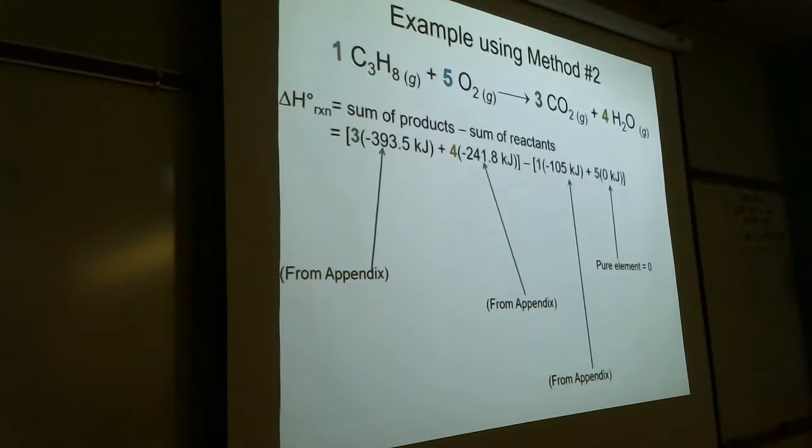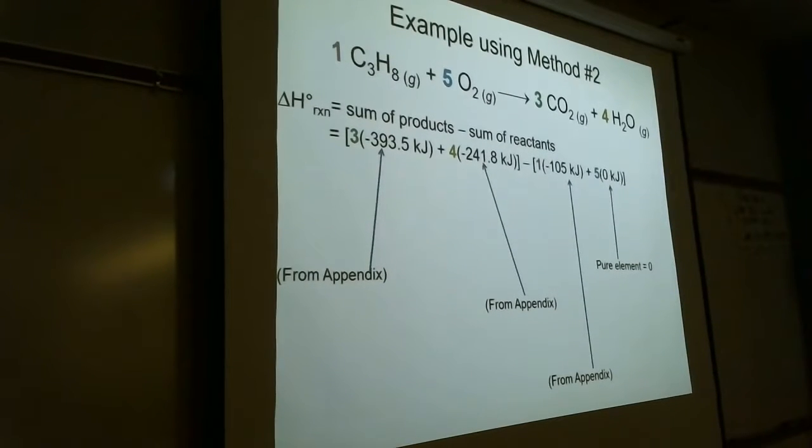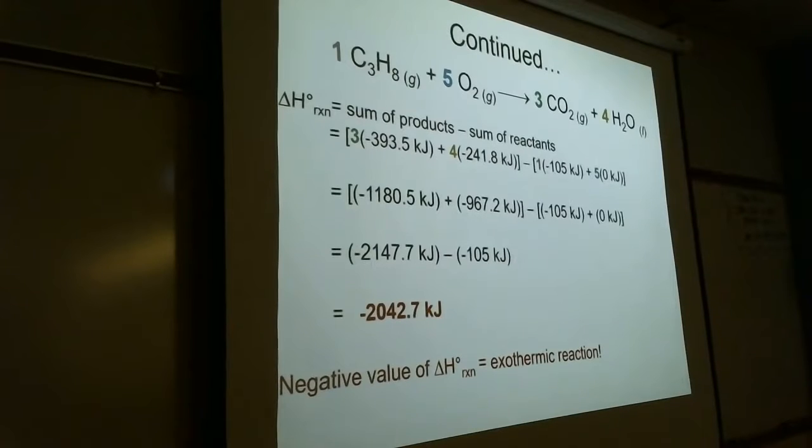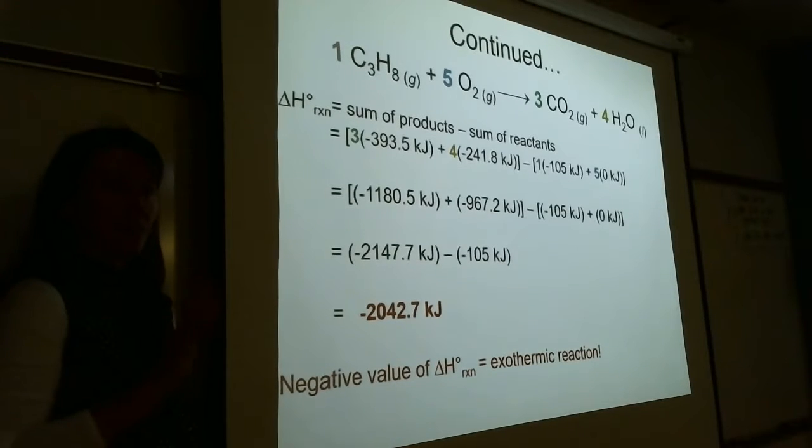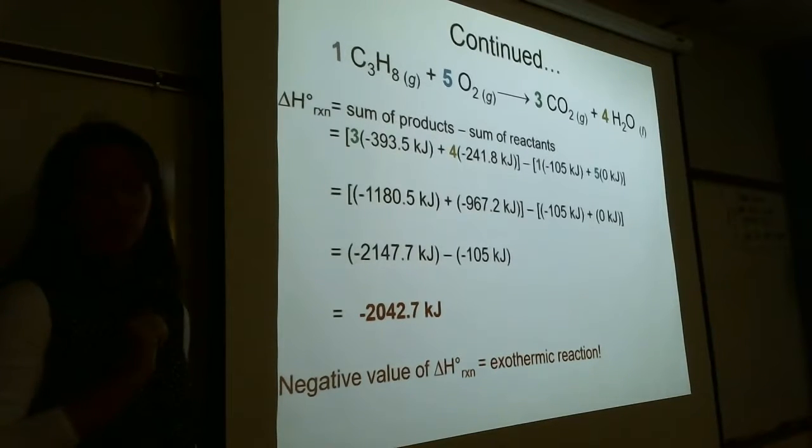Okay, but does everyone understand where these numbers came from, how I obtained them? So now I just do some arithmetic. And I come up with negative 2,042.7 kilojoules. Delta H is negative. That means it's exothermic. So if I'm standing next to this reaction occurring, will I feel heat or will it feel cold? Will it feel hot or cold?